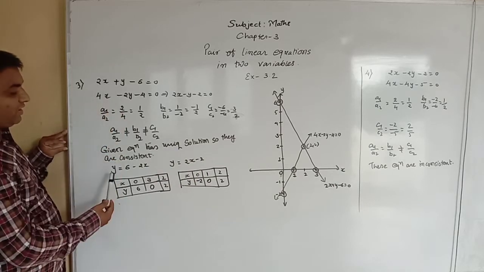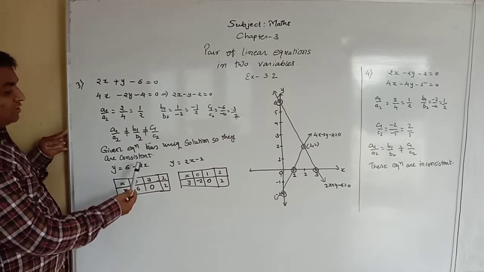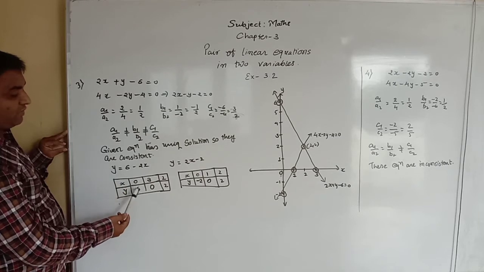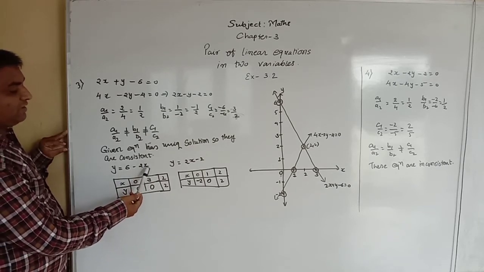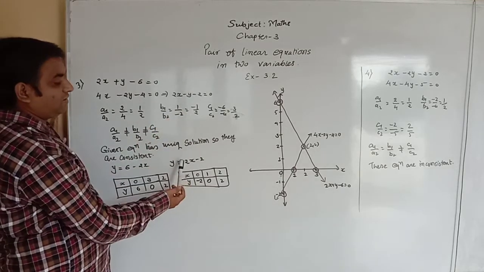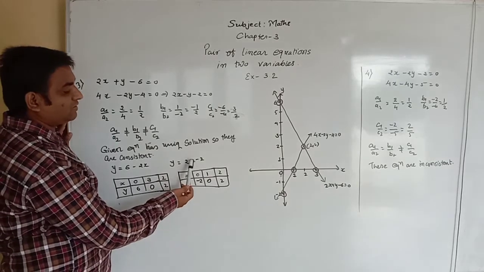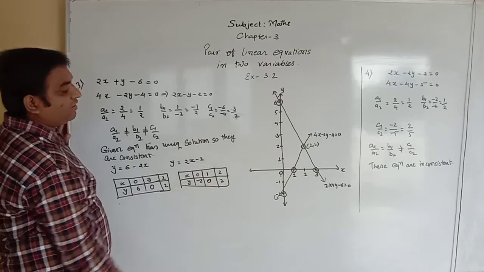From the equation we can write y equals 6 minus 2x. If we take x value 0, then 2 times 0 is 0, so y value is 6. If we take x value 3, then y value is 0, and if we take x value 2, then y value is 4. From the other equation we can write y equals 2x minus 2. If x value is 0, then y value is minus 2, if x value is 1, then y value is 0, and if x value is 2, then y value is 2.